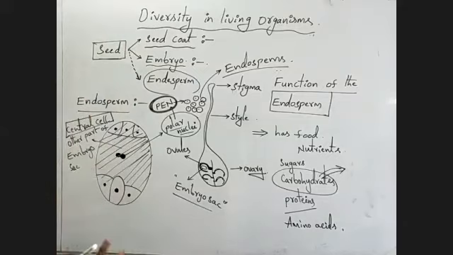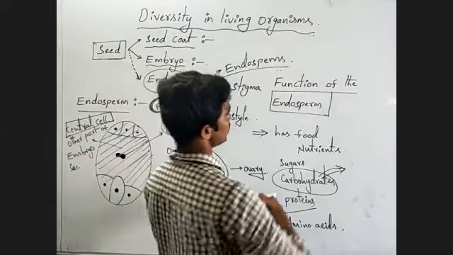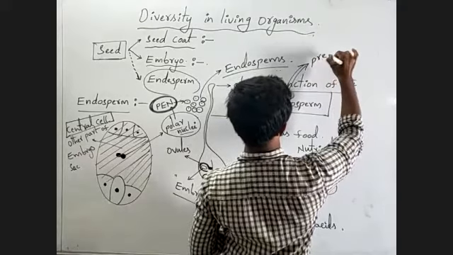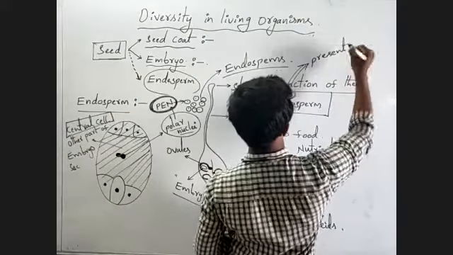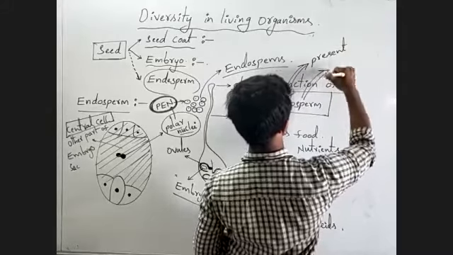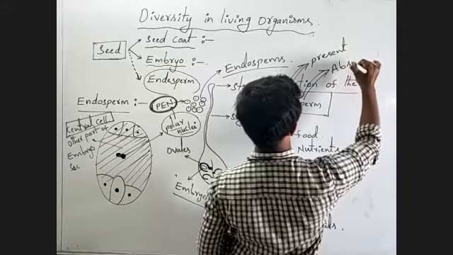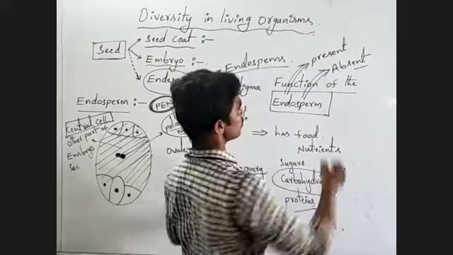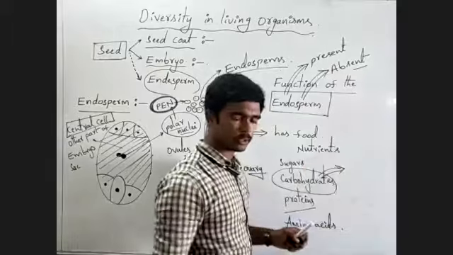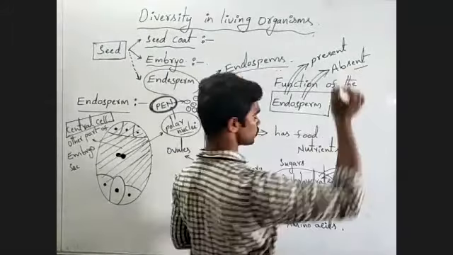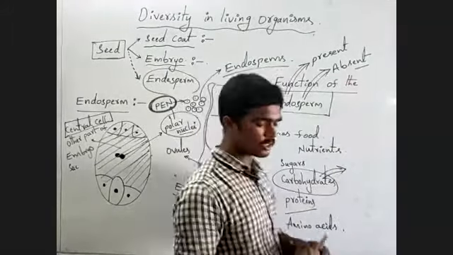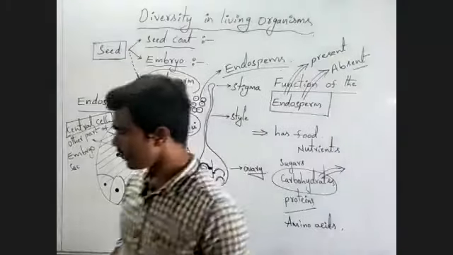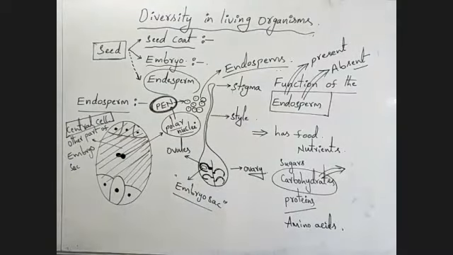Structure of seed, already we discussed. In some seeds, endosperm is present. In some seeds, endosperm is absent. Seeds which have the endosperm are called endospermic seeds. Seeds which do not have the endosperm are called non-endospermic seeds. Okay, observe one.